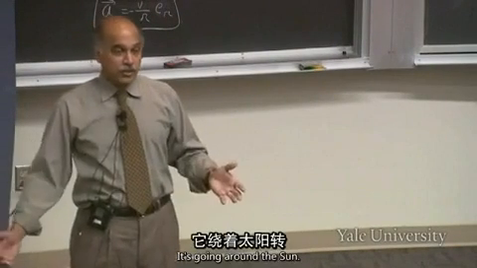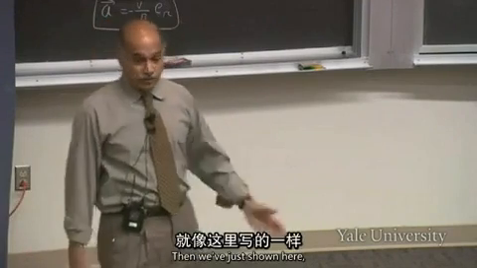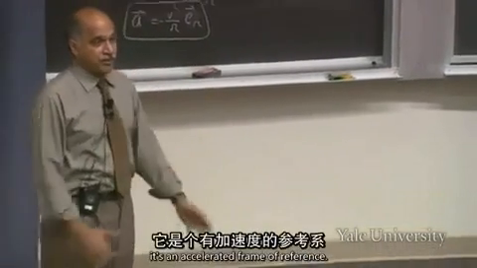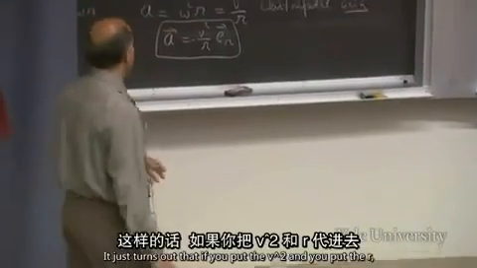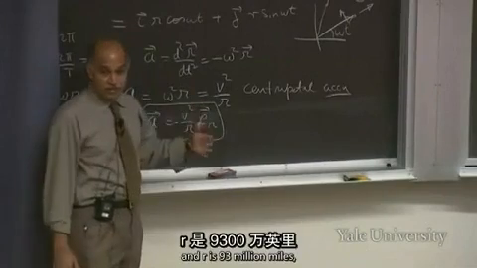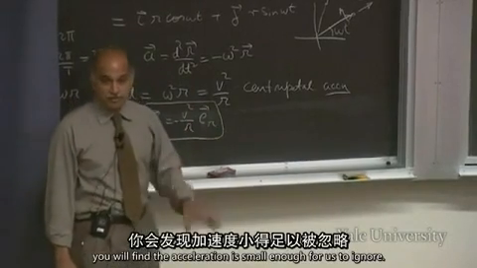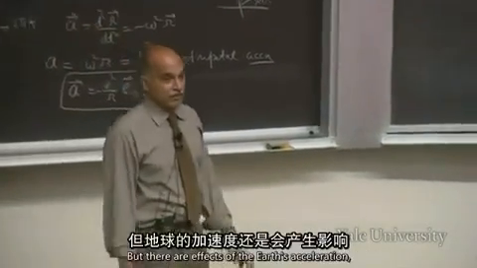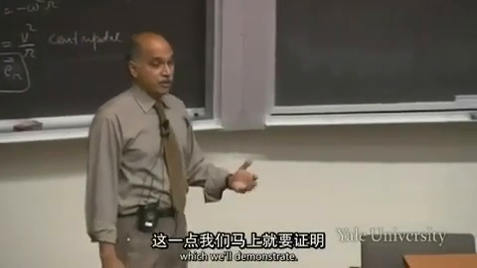It's going around the sun. Let's imagine it's a circular orbit. Then we've just shown here it's an accelerated frame of reference. It just turns out that if you put the v squared and you put the r, r is 93 million miles, you will find that acceleration is small enough for us to ignore. But there are effects of the Earth's acceleration which will demonstrate.